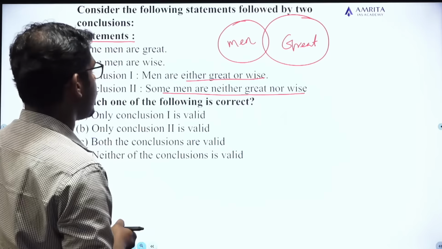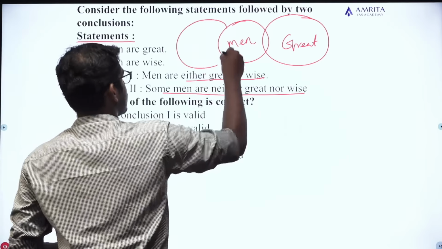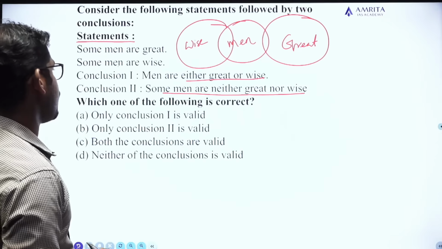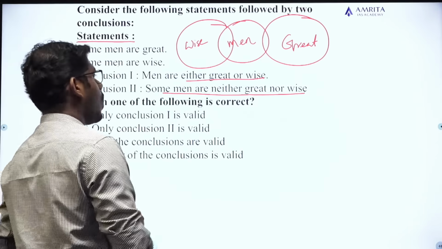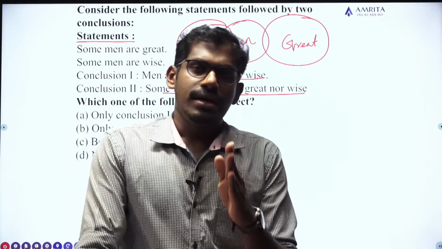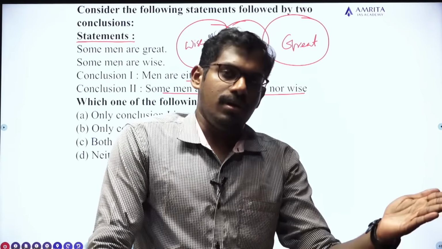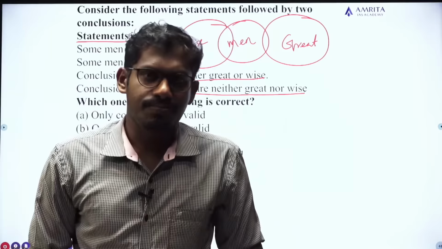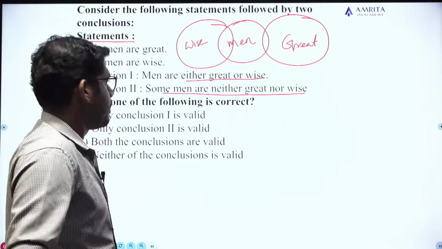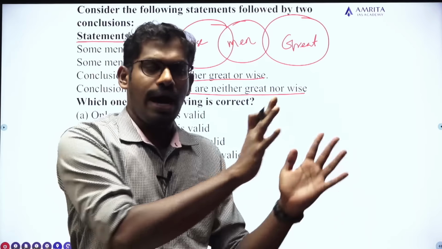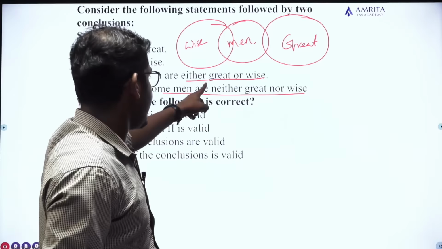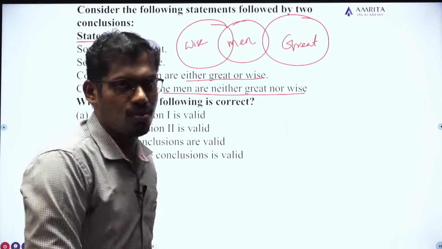Then some men are wise. Some men are wise. Okay. Conclusion one: men are either great or wise, which means that men are either great or they are wise. There is no third case. That is what this conclusion implies. If some men are not great, then they must be wise. That is what the conclusion implies.